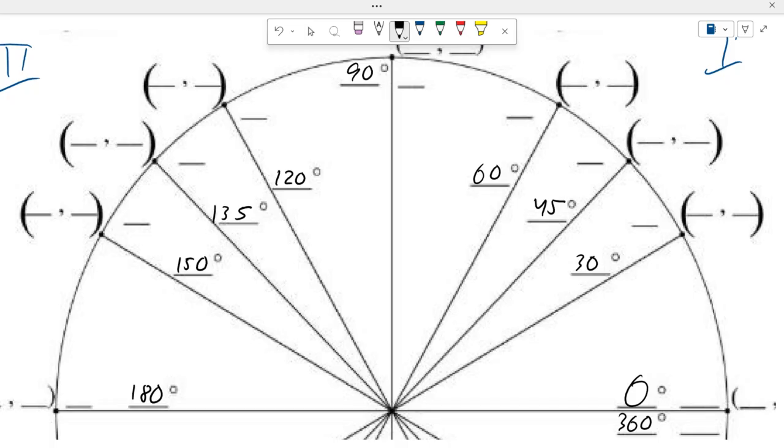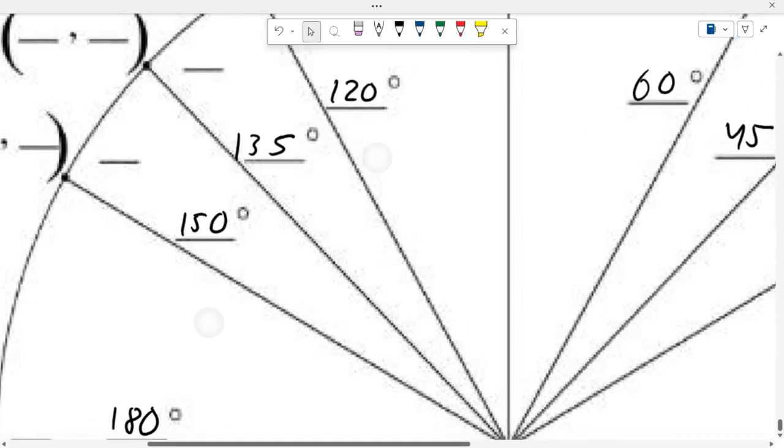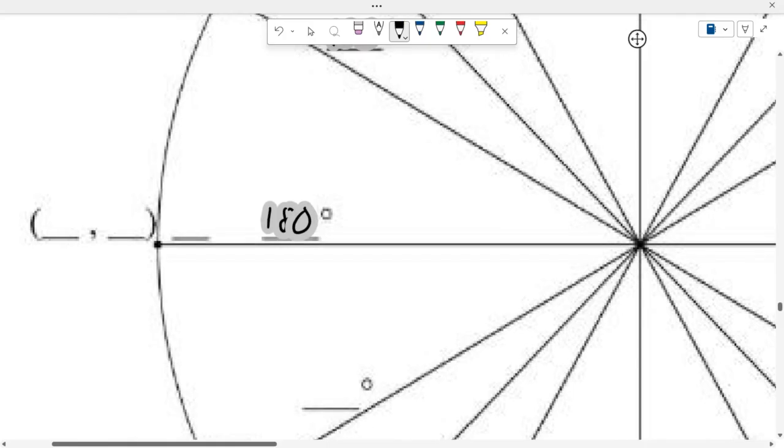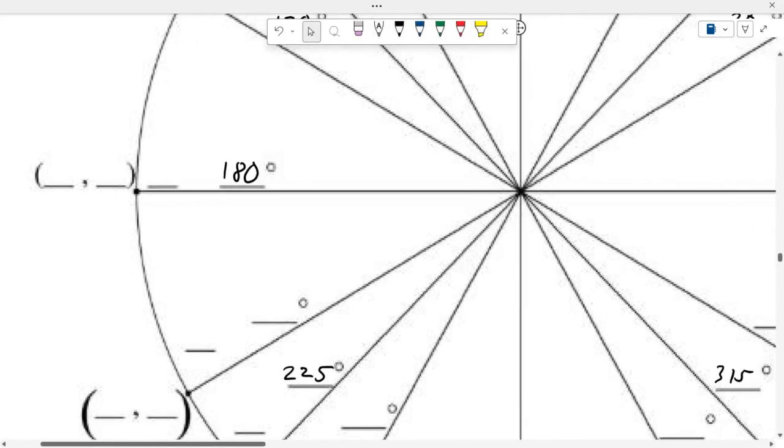All right. So we're at 150. I add 30, that gets me to 180, which is already on the unit circle. We filled that in. If I add another 30, I get 210.